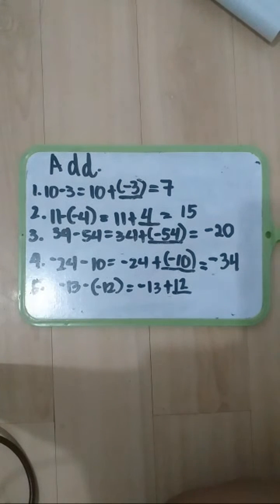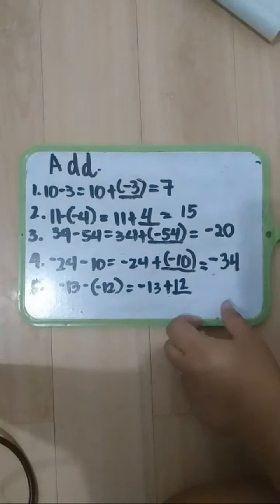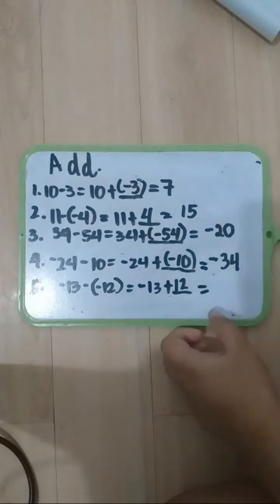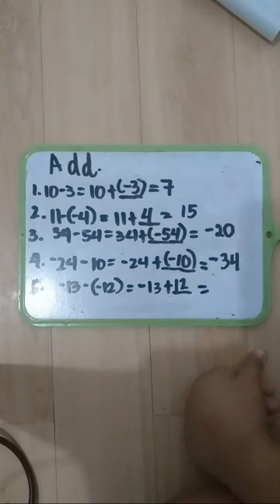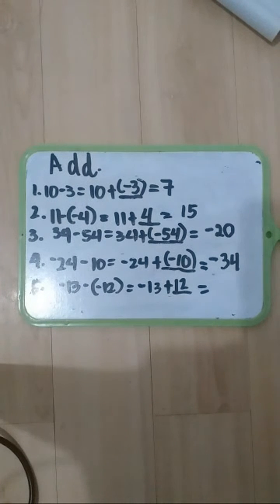For number 5. Anong magiging answer natin dito? Positive or negative? Okay, very good. Negative. Mas malaki ang absolute value ni negative 13 kaysa sa 12. O, final answer, number 5.